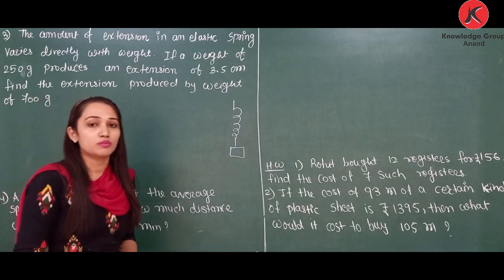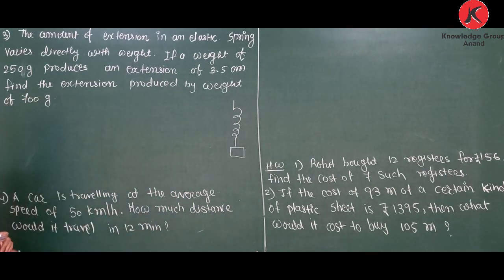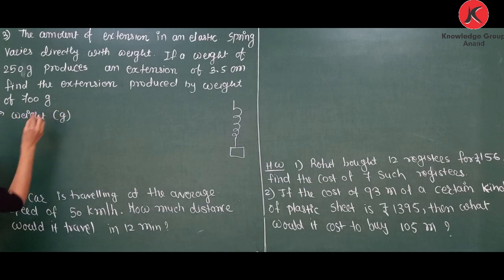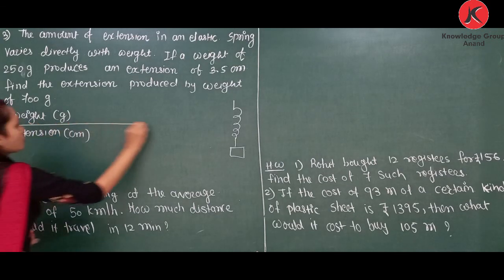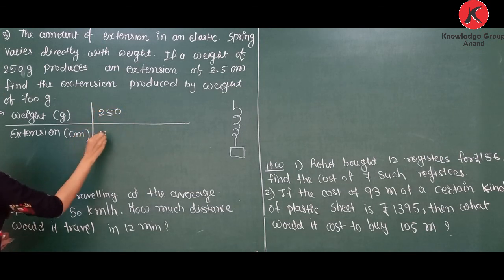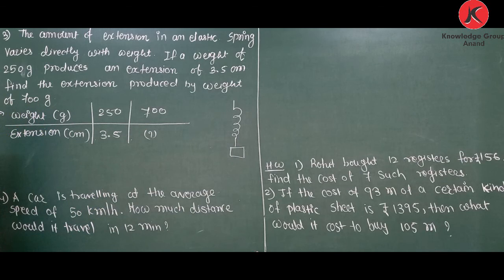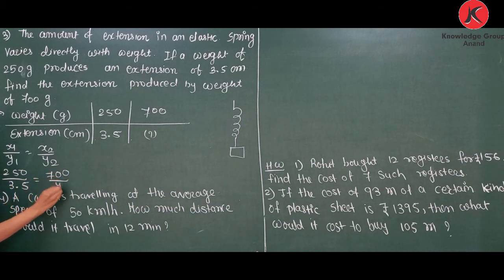So that is in direct proportion, because if the weight is increased, the extension is also increased, and if the weight is decreased, the extension is decreased. So that's why we can write weight in gram and extension in centimeter. So when the weight is 250 gram, the extension is 3.5 centimeter. So when the weight is 700 gram, what is the extension? So we can write x1 divided by y1 equal to x2 divided by y2, because it is in direct proportion. 250 divided by 3.5 is equal to 700 divided by y2.